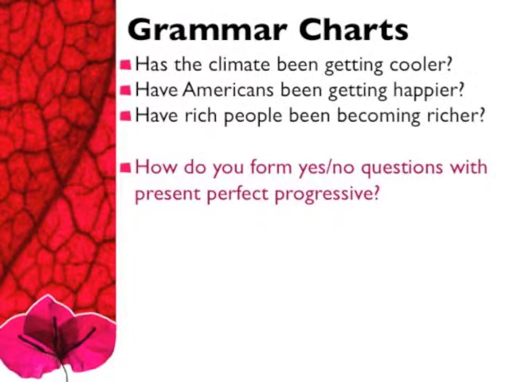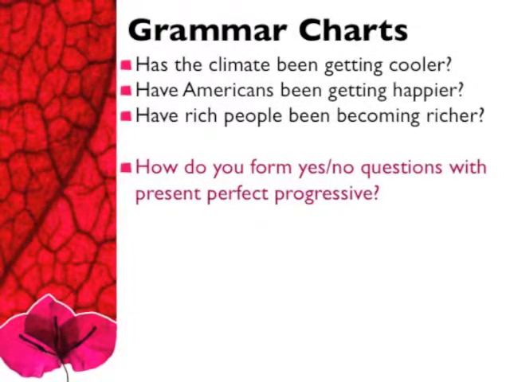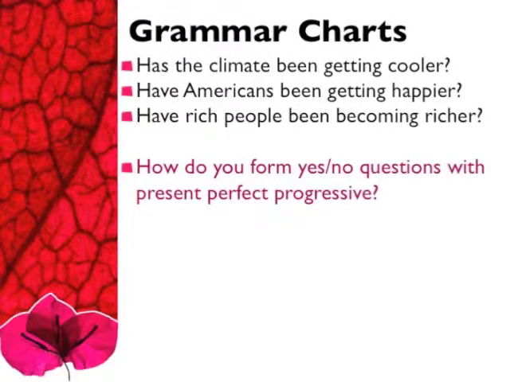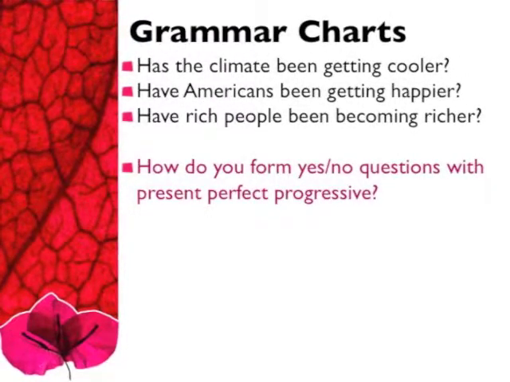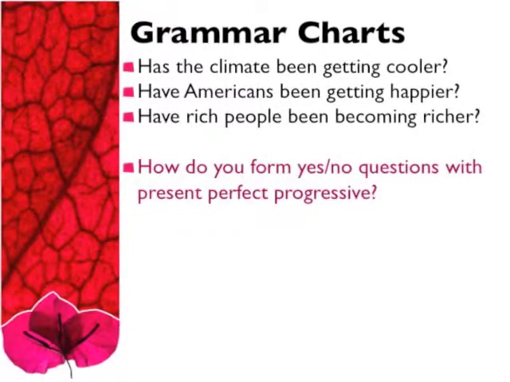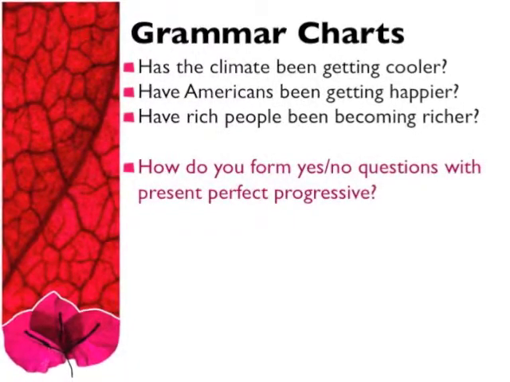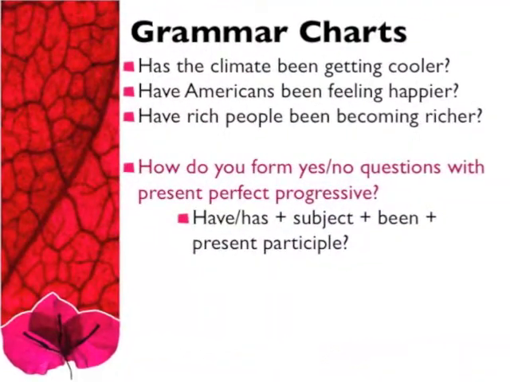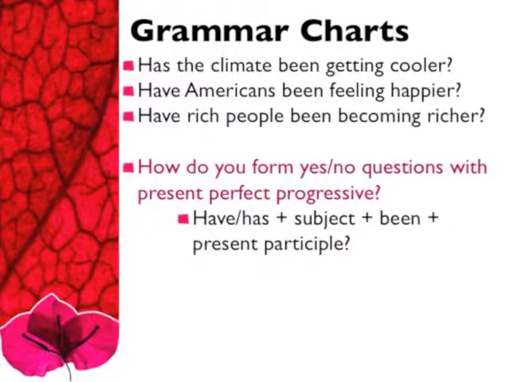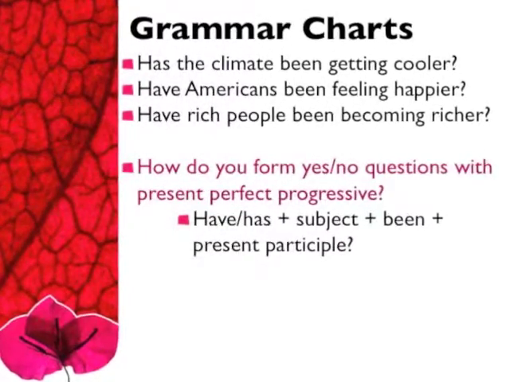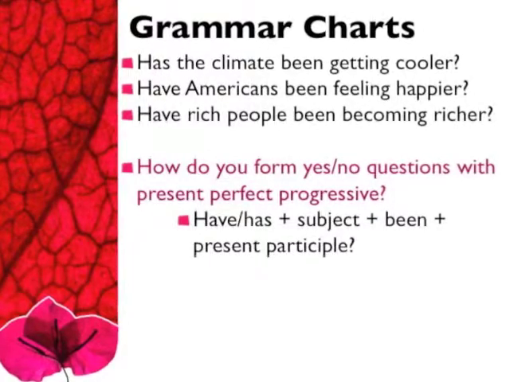We're still focusing on the form. If you look at all of these sentences, they're yes/no questions. So go ahead and write down the pattern for how you form yes/no questions with the present perfect progressive. If you figured out that the form is have or has plus the subject plus been plus the present participle, again, you did a great job.